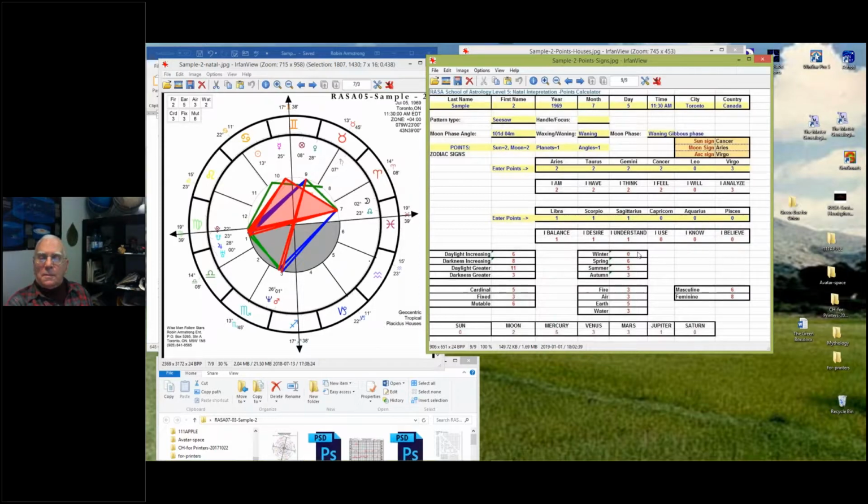So we just use it. We've done this for a lot of your own charts and for other people's charts.